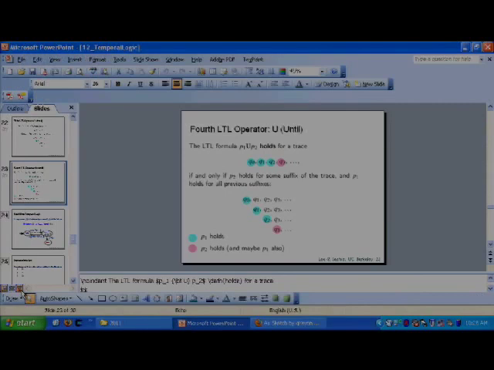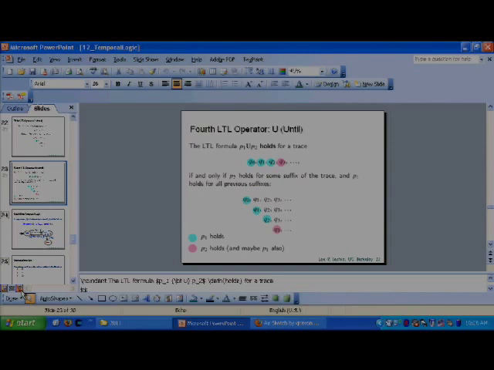So we say p1 until p2 holds for this trace if and only if two things are true. The first is that p2 must hold for some suffix of the trace. Okay, so p2 must hold either for this suffix or for this suffix or for this suffix. It should hold for some suffix. And after you fix this suffix, p1 must hold for all previous suffixes. Okay, so let's see what that means.